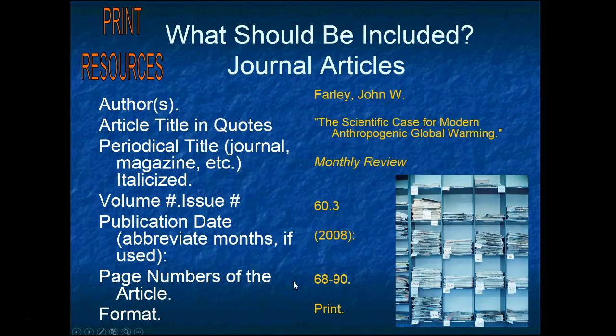If you take a look here, let's say this article, the author was Farley, the article title here in quotes. Where did it come from? What periodical? It came from Monthly Review. The volume was 60. The issue was number 3. It was published in 2008. We used pages 68 to 90, and this came from print. So if you put print here, this means you actually printed this off from your copier. However, if you didn't use that, you would write web if you used it directly from the website.